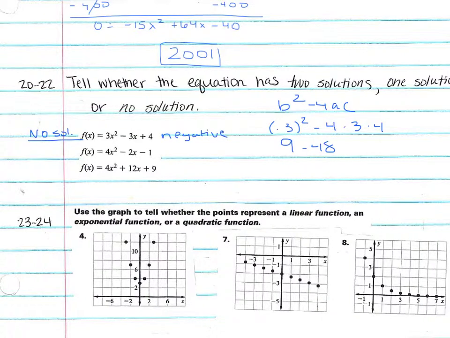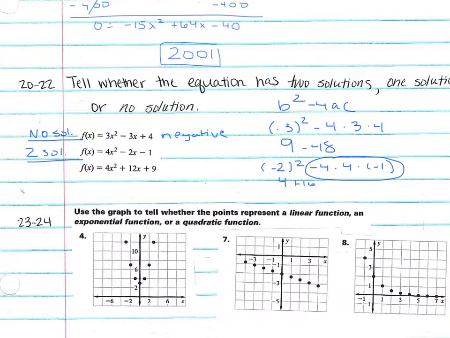For the next one, we have negative 2 squared minus 4 times negative 1. So that's going to give me 4, and all of this together is going to give me a positive 16. So it's going to be plus 16. It's going to be a 20, which is greater than 0. That means there are 2 solutions.